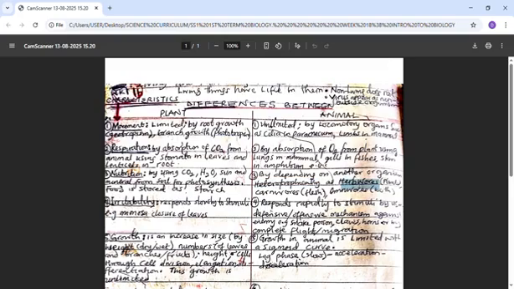They don't depend on organisms. So for animals, some are herbivores, that means they eat plants. While carnivores, they eat flesh. Omnivores, they can eat plants and flesh.